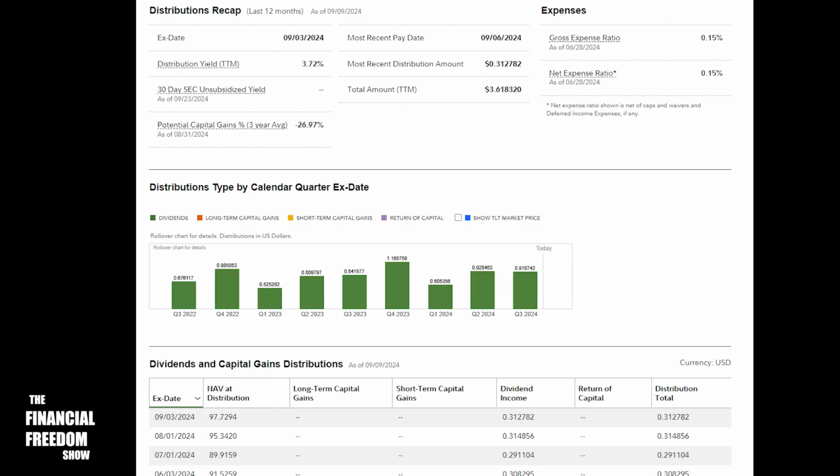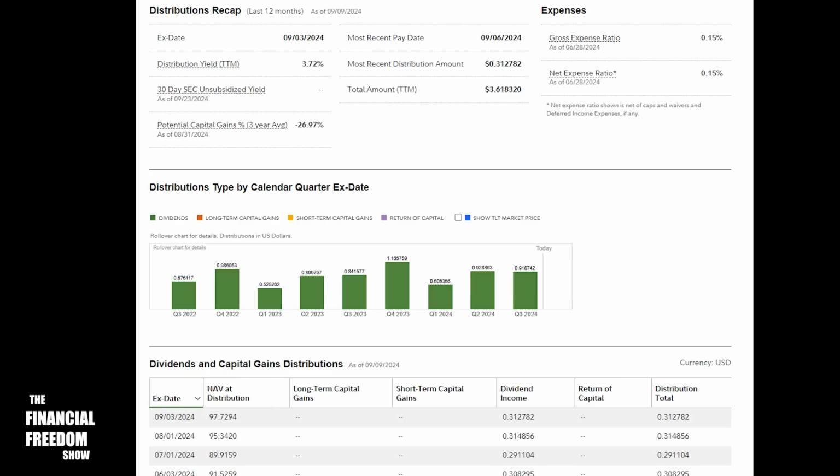And finally, TLT is a way to express a view on interest rates. If you think interest rates are going to fall in the near future, buying TLT could be a smart move since lower interest rates tend to push up the price of long-term bonds. That's what I believe. I believe interest rates are going to come down in the near future, so that's why I'm considering buying TLT before it goes up in value too much.